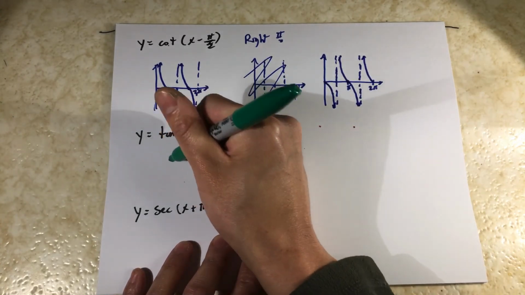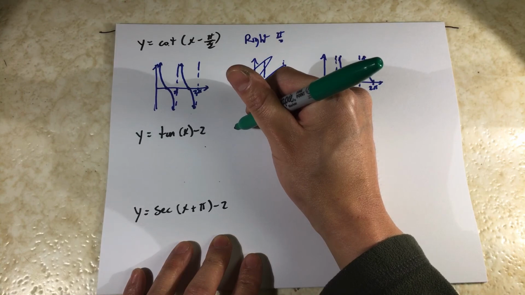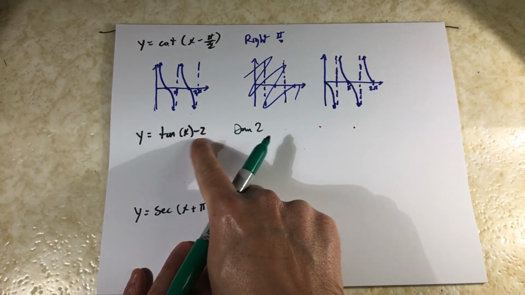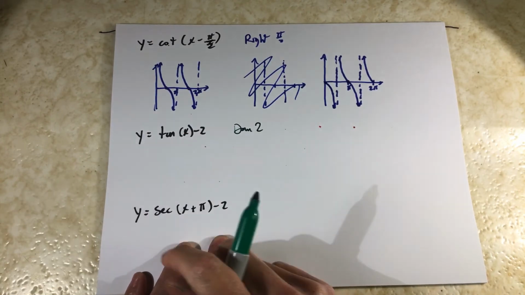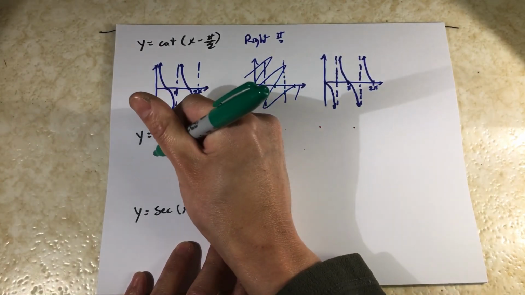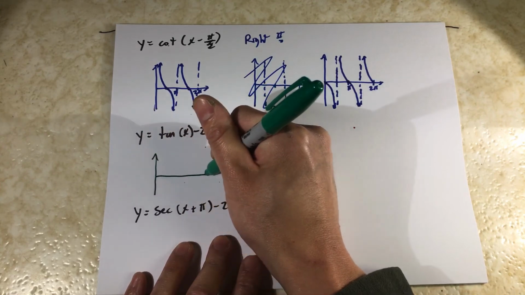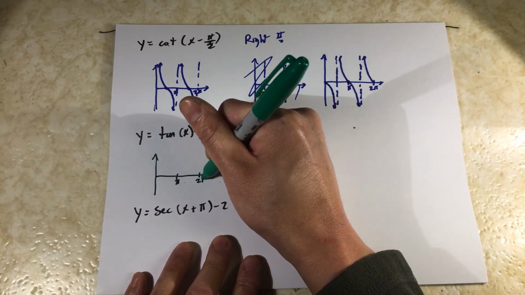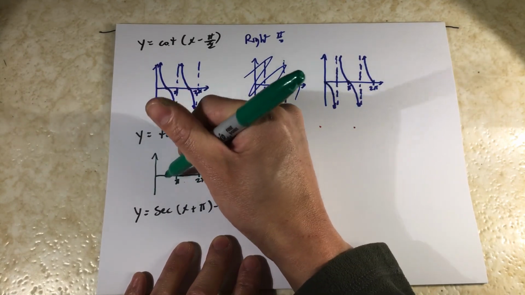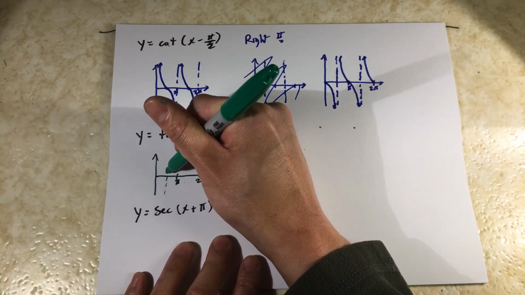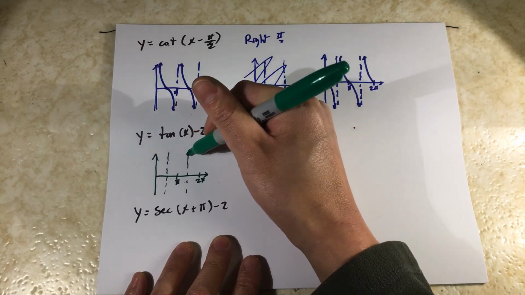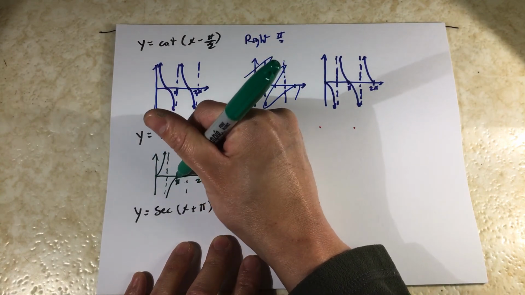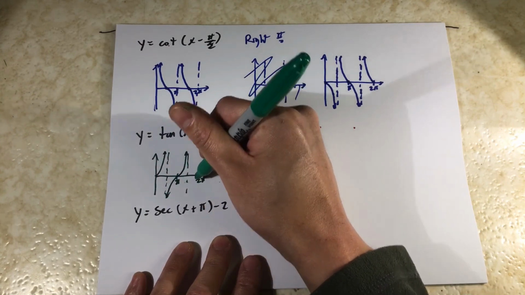All right, this next one is going to be down 2 because it's outside of the function tan. So first let's sketch tangent. Tangent has a vertical asymptote at pi over 2, 3 pi over 2, and it looks something like this. Kind of wormy.